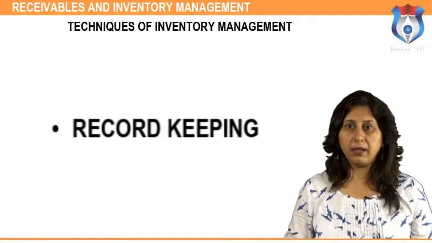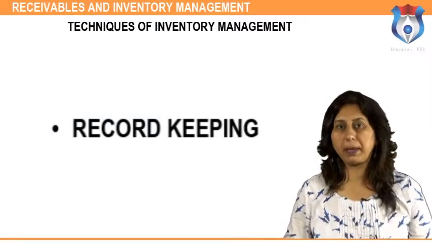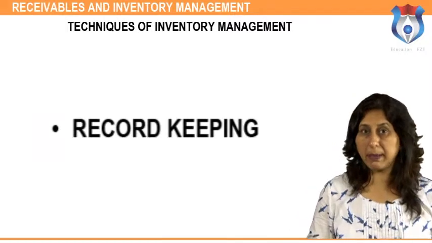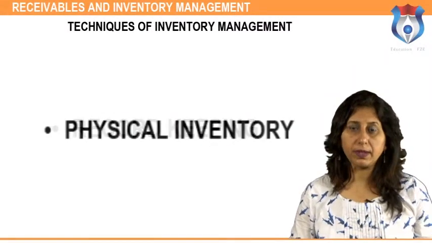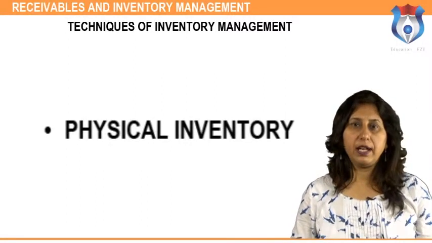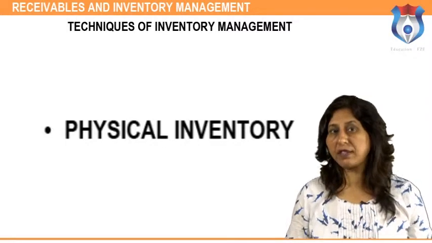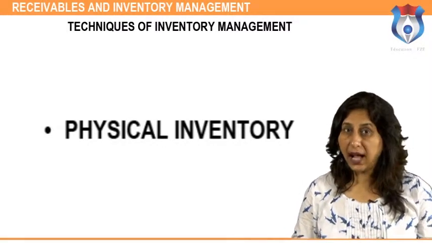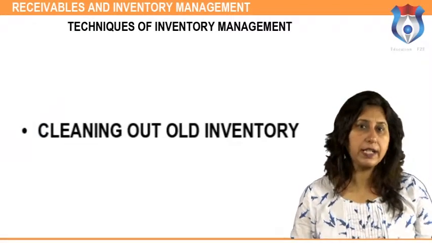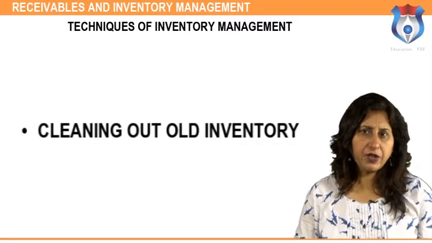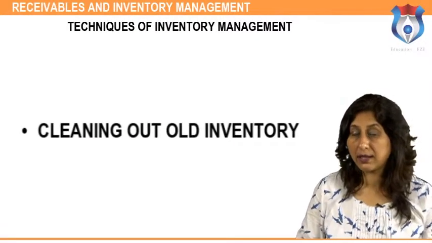Record keeping. The basis for all inventory management is record keeping. Small companies may be best off keeping track of the inventory manually. Physical inventory. Physical inventory should be done at least once a year and as often as once a month, depending on how likely items are to be missing. Cleaning out old inventory. Storing inventory is not free. Inventory represents an investment in a product or material.